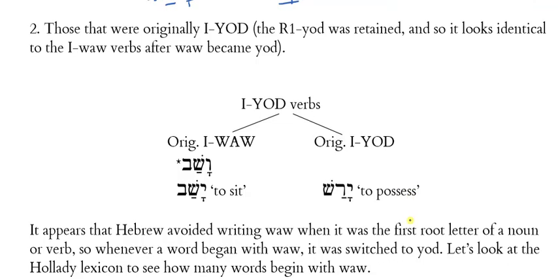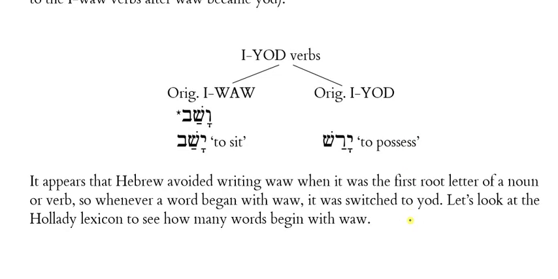Now, it appears that Hebrew avoided writing vav when it was the first root letter of a noun or verb. So whenever a word began with a vav, that vav was switched to a yod. And what I'd like to do is just open up a lexicon with you and let you look at the Holladay lexicon and see how many words actually begin with a vav in the Hebrew language, or at least in biblical Hebrew.